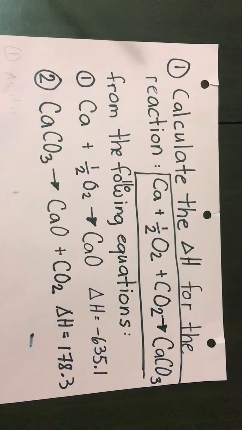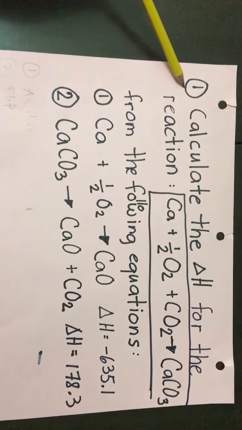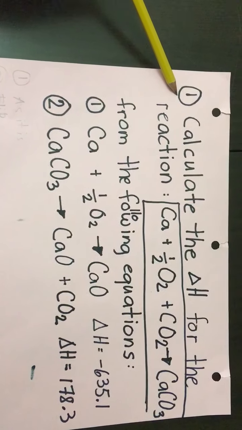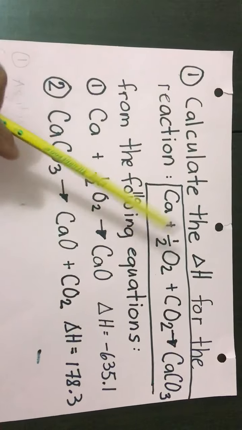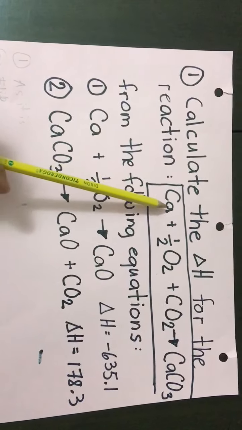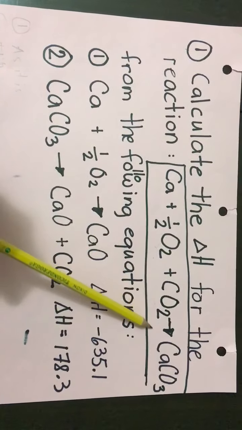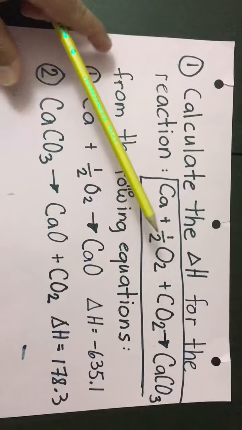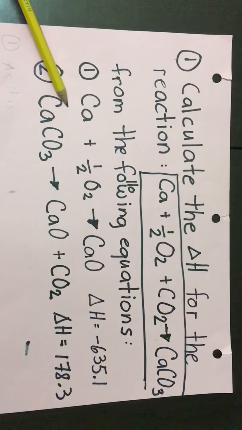Okay, so here is one example, which is actually the practice problem in the PowerPoint I posted online, of Hess's law. So the problem is asking to calculate the delta H for the reaction calcium plus 1/2 O2 plus CO2 to form calcium carbonate. Now we want to know the delta H of this reaction from the given reactions here.